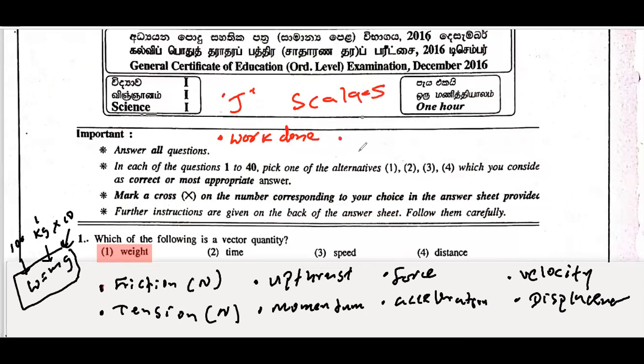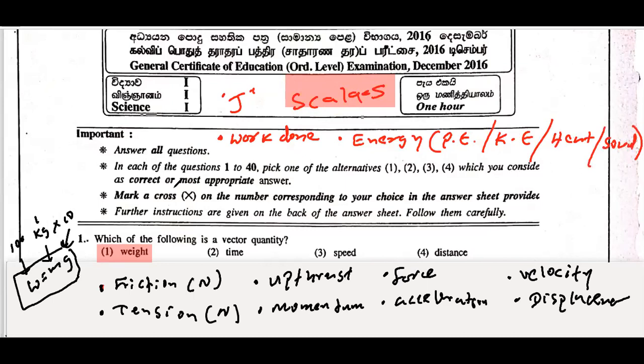Then number 2, energy. Any form of energy is a scalar quantity. Example, potential energy, kinetic energy, light energy, sound energy, heat energy, electrical energy, they are all scalar quantities. So basically you can write any form of energy is a scalar quantity. The other common things, you know, distance, then distance divided by time, speed, that is given in this question also, and time, they are all scalar quantities, not a definite direction.